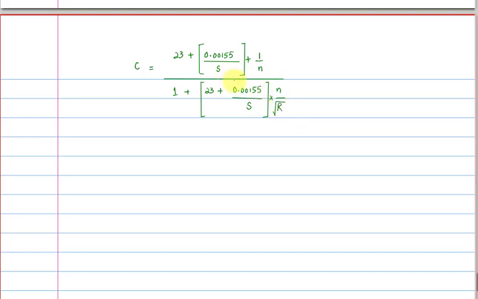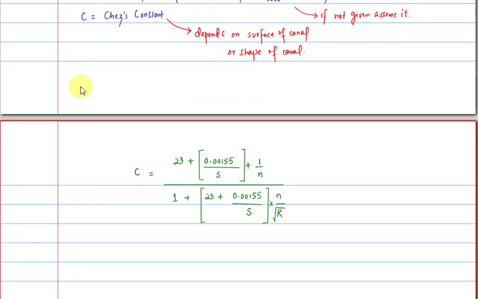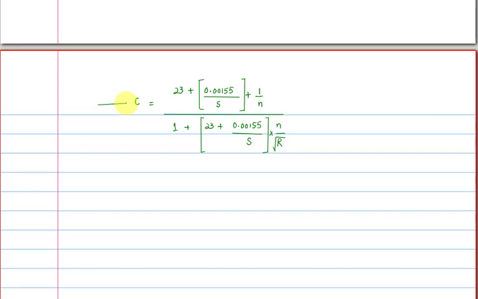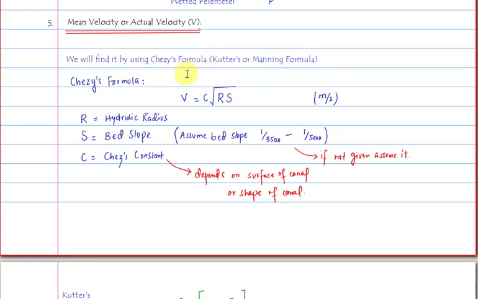This is the formula. Most of the time you will get the value of C. If you don't have the value of C, you need to use this formula to find out the value of C. So this was Chezy's formula. The next one is Manning's formula. And to find out this constant, this is known as Kutter's formula to find Chezy's constant.